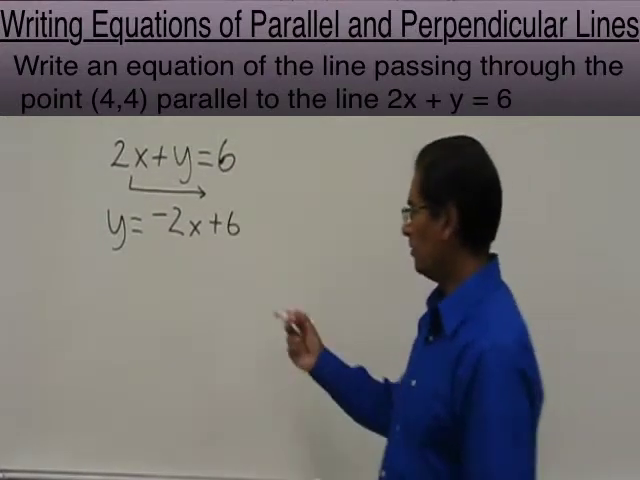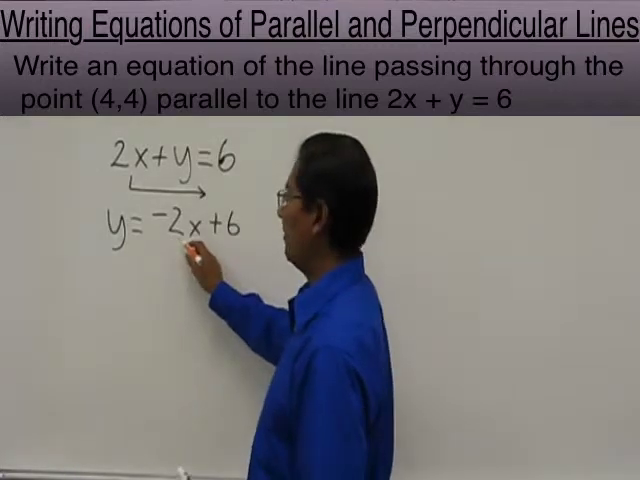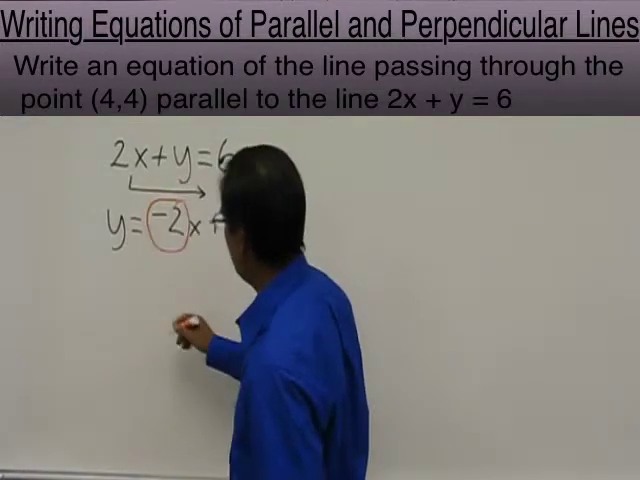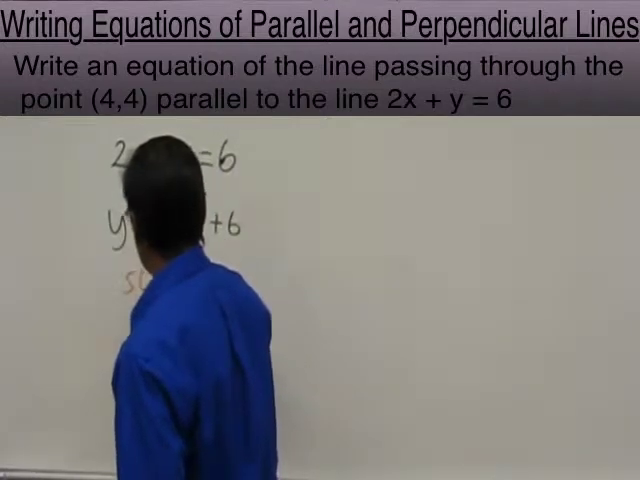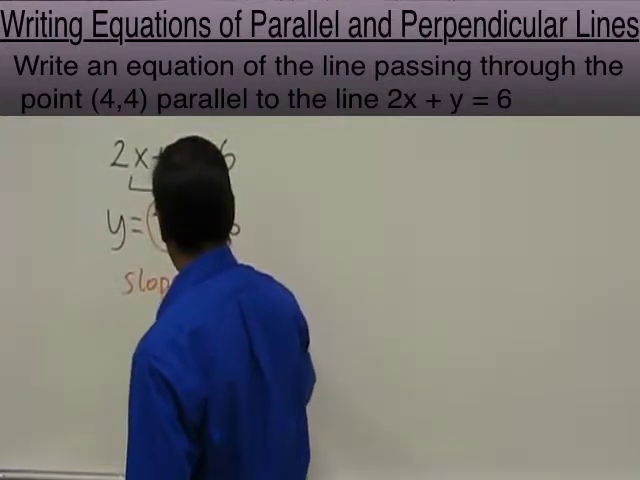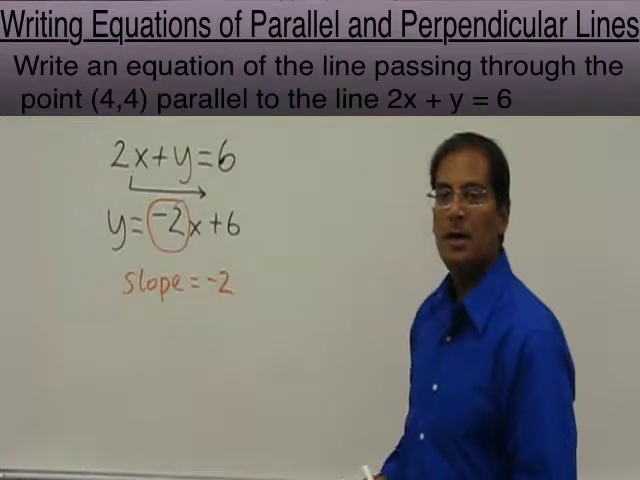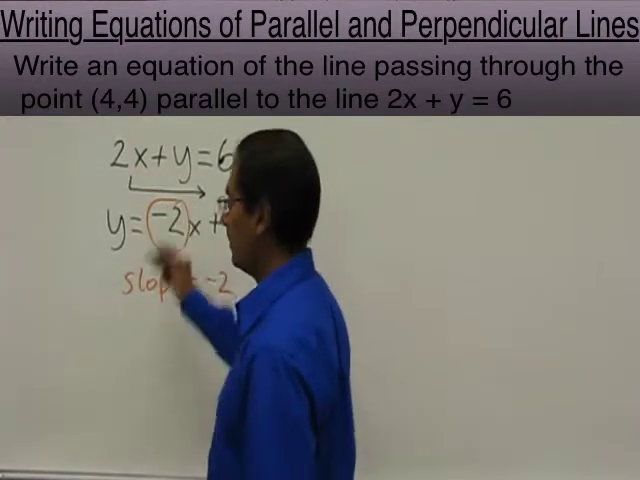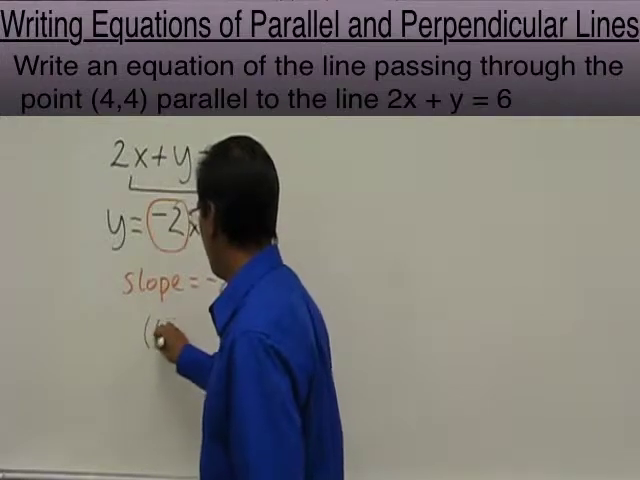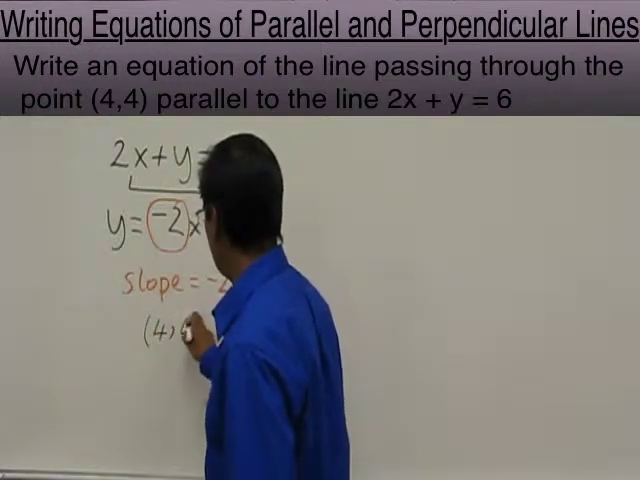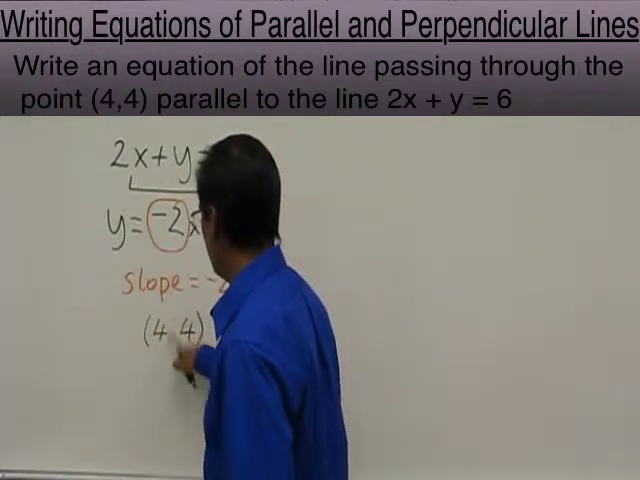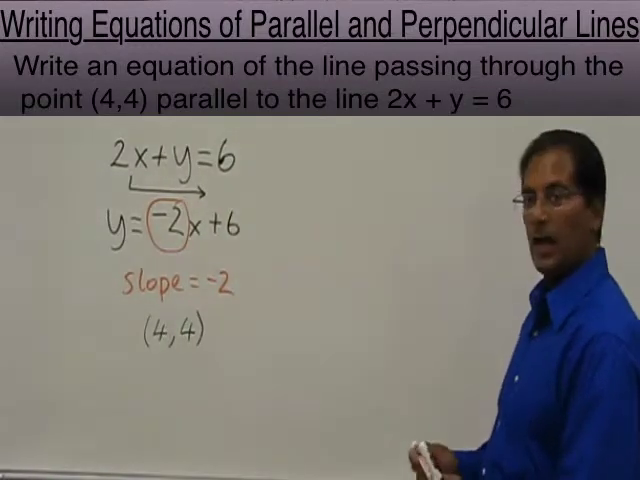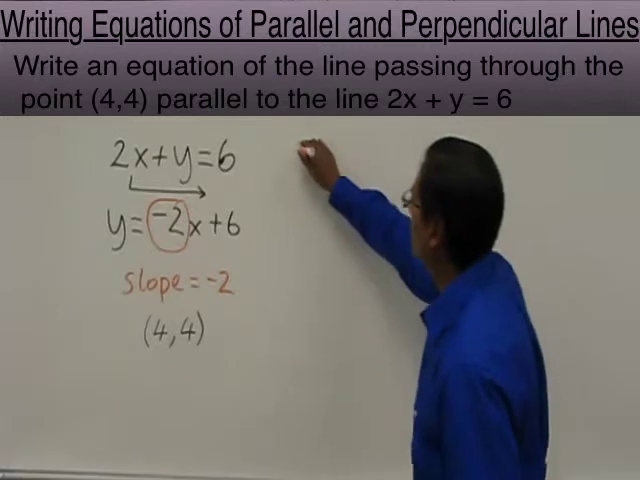And now we can look at this equation because it's in y = mx + b form. We can see that the slope is negative 2. And we have a point here. What is the point? The point we're given up here is (4, 4). So we're given the point (4, 4). We have a slope of negative 2. And now we can put this in our equation form.